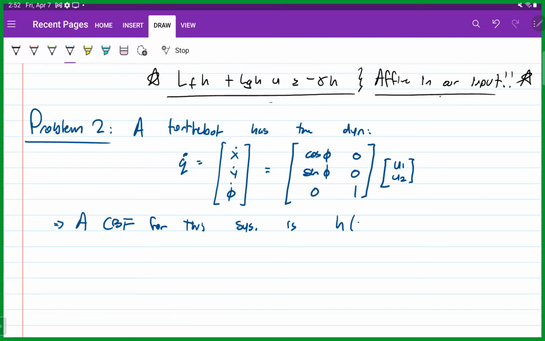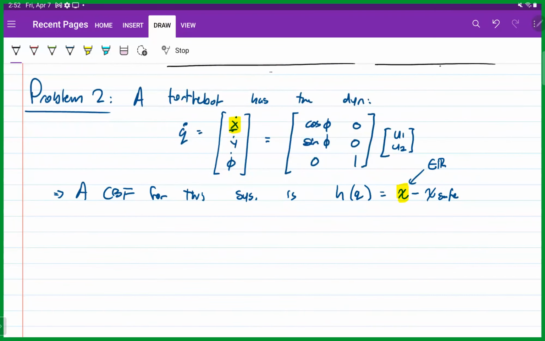is h of q is equal to x minus x safe, where this x is that scalar x, like this x over here, that is inside our state vector. Okay. It's a simple scalar function.